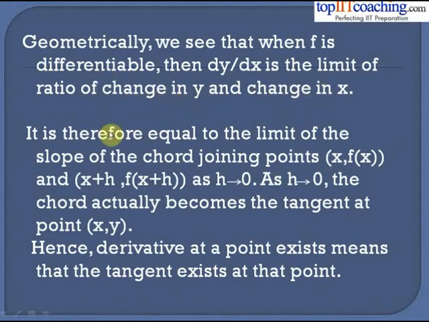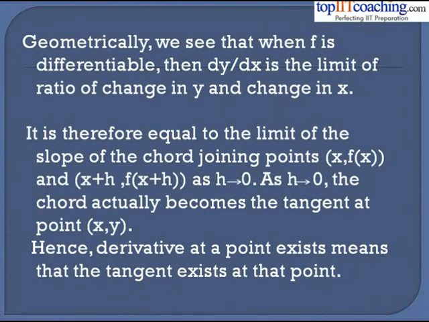So it is therefore equal to the limit of the slope of the chord joining the points x comma f(x) and x plus h comma f(x plus h) as h tends to 0. Now when h tends to 0, the chord actually becomes the tangent at the point x comma y. So we see that f dash x is nothing but the slope of the tangent at the point x comma y. Hence we say that the derivative at a point exists means that the tangent exists at that point, or a unique tangent exists at a point.